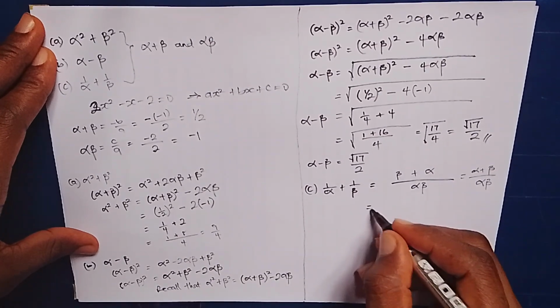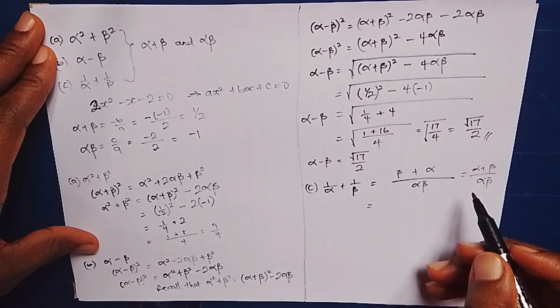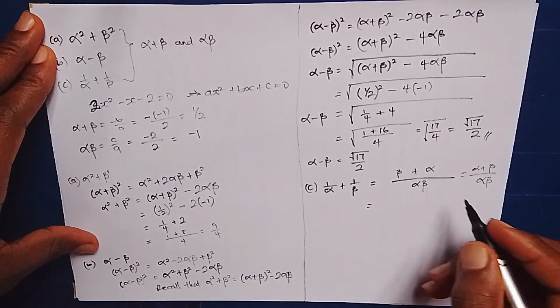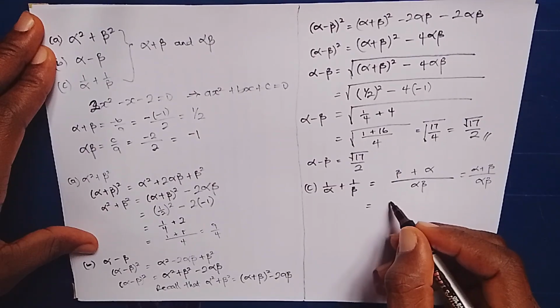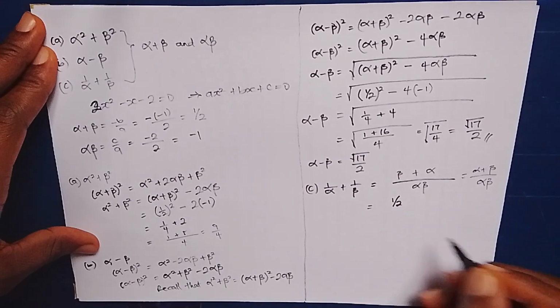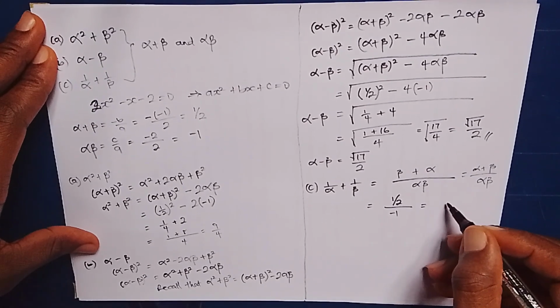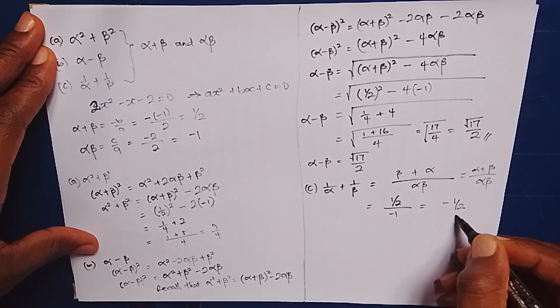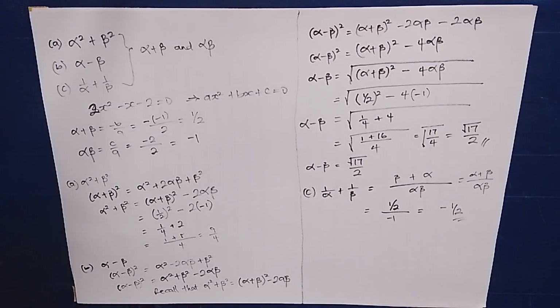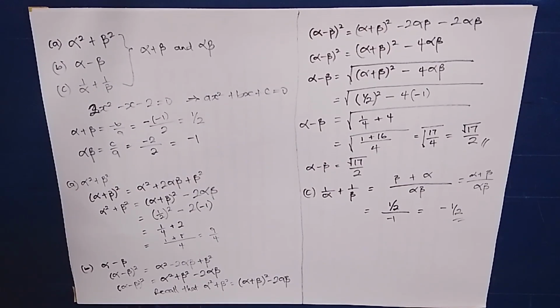So we simply substitute our values for the sum of the roots and the product of the roots. So here we have 1 over 2 over minus 1. So the final answer is minus 1 over 2. It's that simple. Now let's move on to the next example.